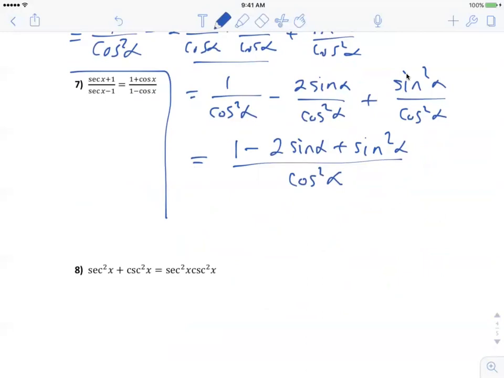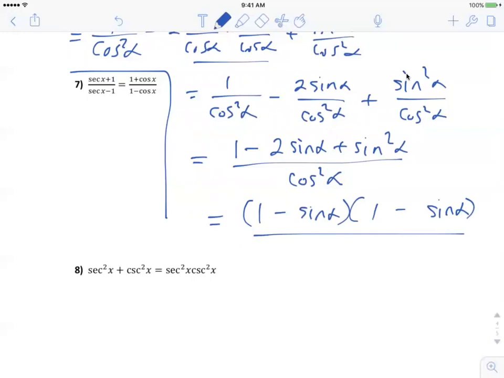Okay, what's next? That top can factor, right? So if you're skillful in factoring, the first terms have to be 1 and the last terms have to be sine theta, right? Because 1 times 1 is 1. Sine theta times sine theta would give you that sine squared. And then these would both have to be minus.